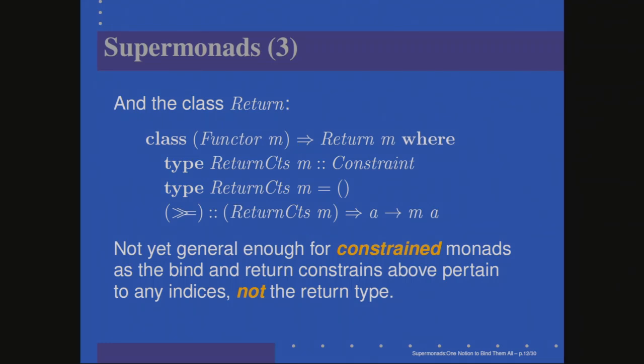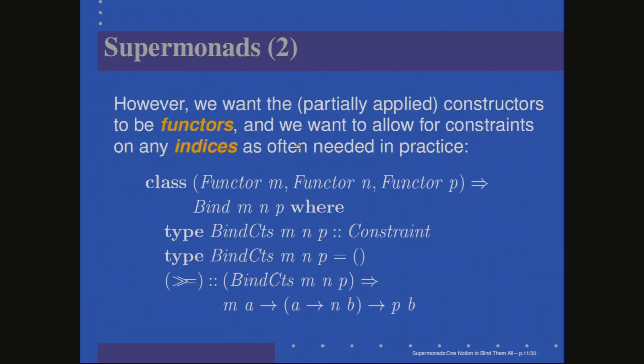Now, I should emphasize here, and I'll come back to this point, this is not yet general enough to capture the idea of constrained monads, because remember, in constrained monads, the constraints are on the, let's go back to the previous slide, the constraints are on the return types, the result types, the A's and the B's here. As you see, the A's and the B's are not mentioned here. So this is not yet enough to capture constrained monads, but we'll get back to that point in a bit.